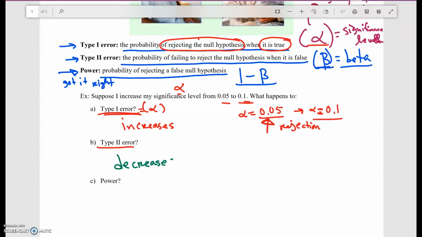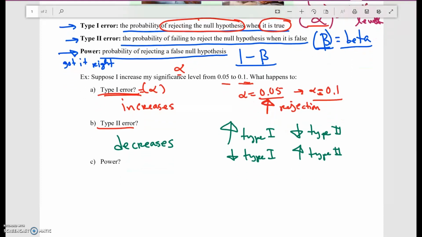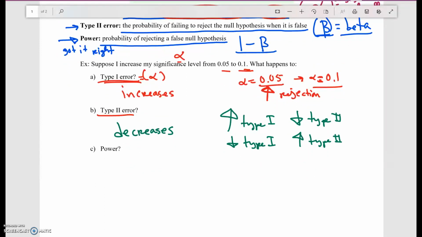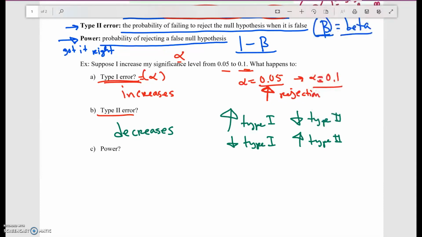Okay? So what this says is that as I increase my type 1, I'm actually decreasing my type 2. And vice versa, when I decrease type 1, I'm actually increasing type 2. So you can never decrease both of them. Think about what would be able to decrease both of them. Now, the power. What would happen to the power? Well, if I know that my type 2 decreases, and if I know also that type 2 and power are opposites of each other, then my power is going to increase.